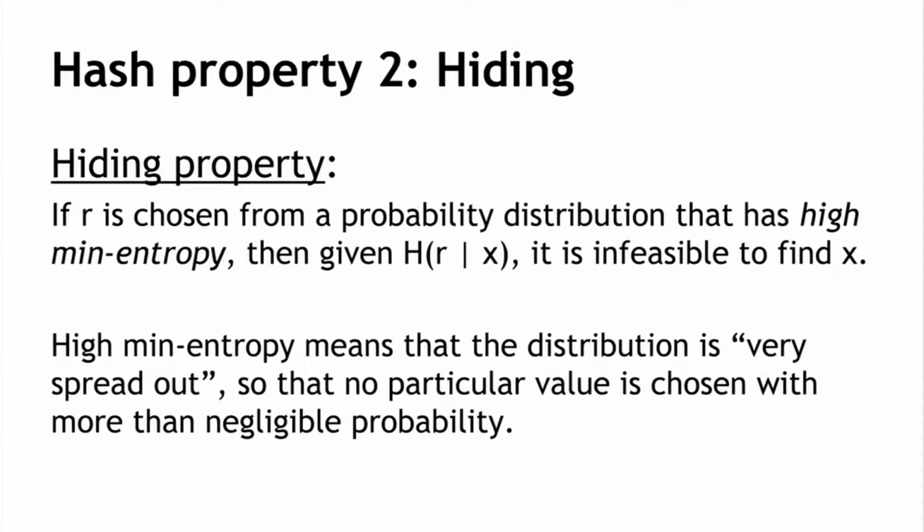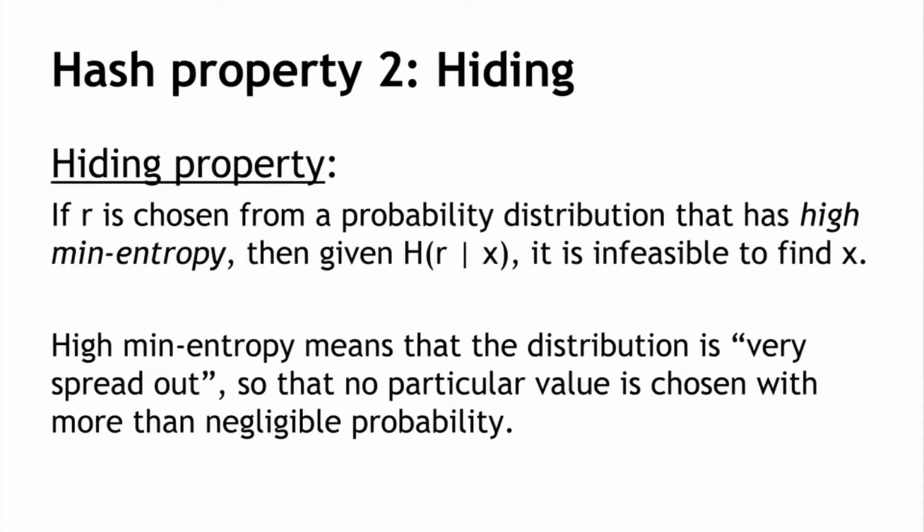The way we're going to fix this problem with the common value x, like heads and tails, is we're going to take the x and concatenate with it a value r, which is chosen from a distribution that's really spread out. So this H of r concatenated with x means take all the bits of r and put after them all the bits of x. And so what we're going to say is, given the hash of r together with x, it's infeasible to find x, and that this will be true in the formally stated property that if r is a random value chosen from a distribution that has high min entropy, then given the hash of r concatenated with x, it's infeasible to find x. And what does high min entropy mean?